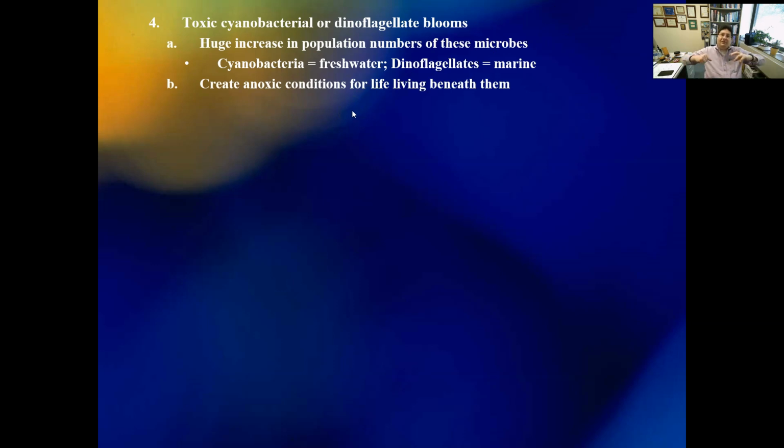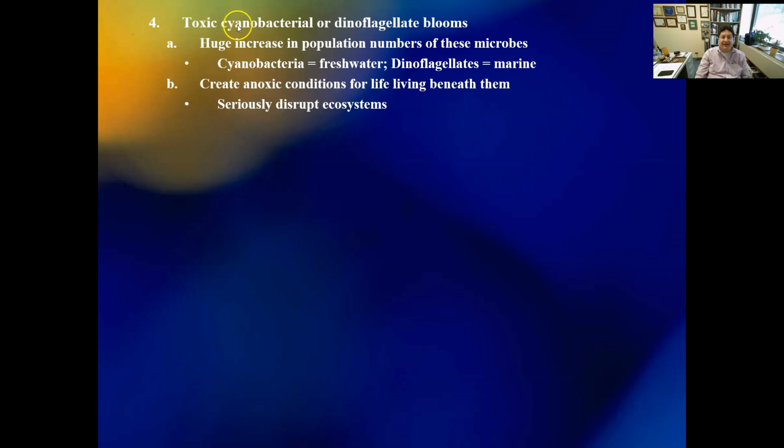When you get this huge explosion in the population of these organisms, they use up all the oxygen in the water that they're in. So it creates anoxic or very oxygen-poor conditions for life that lives below them. And that seriously disrupts ecosystems, can lead to huge fish die-offs, for example.